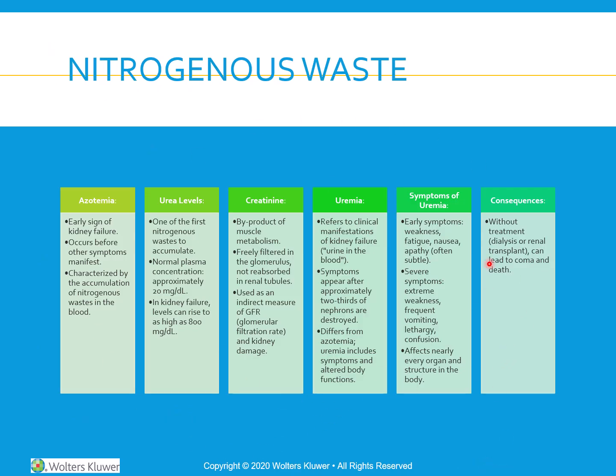nitrogenous wastes. These are the byproducts that start to build up in the body. We talk about them separately on their own, but they're also the cause of a lot of the other signs and symptoms or clinical manifestations that we see in these patients. So one is azotemia, and this is a really early sign of kidney failure. It often occurs before really any other symptoms start to manifest themselves in these patients, and it's characterized by this accumulation of nitrogenous wastes in the blood.